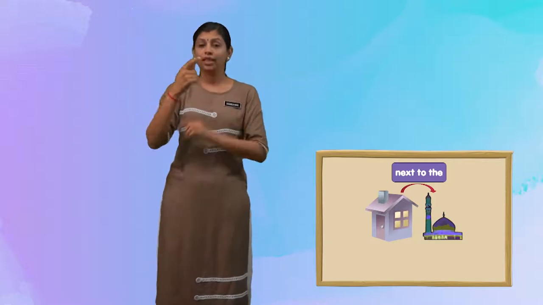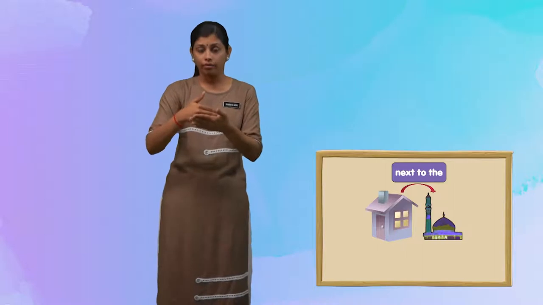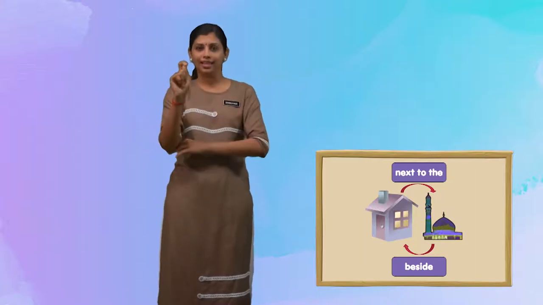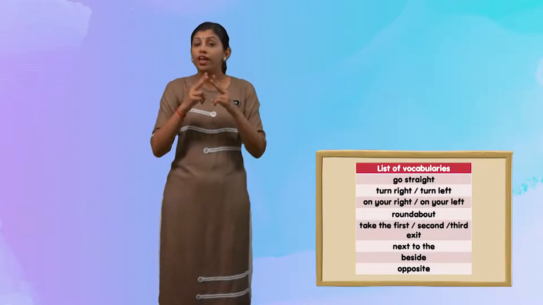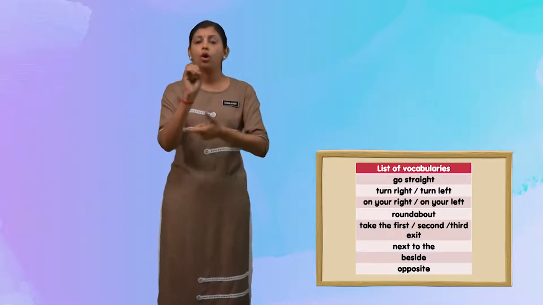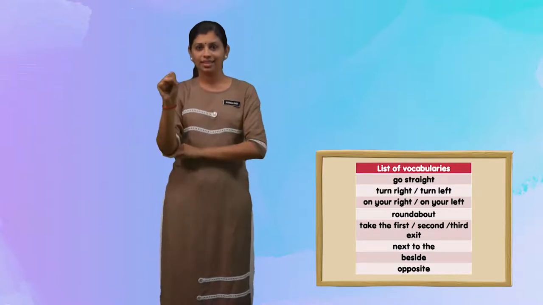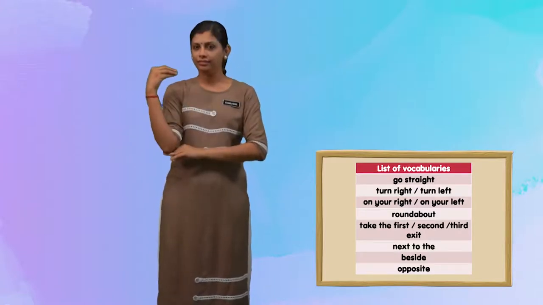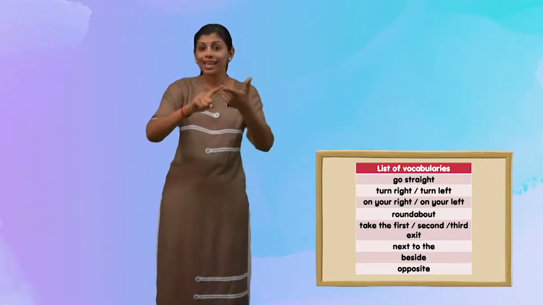Next, to the. You got it? Again, okay? Next, to the. Alright? This is the same meaning with beside. It could be here or here. Alright? Next to the is the same meaning with beside. And the last word is opposite. Yes, opposite. So all these words are very important in writing or telling directions based on the map. Remember them and we can go to the second part.